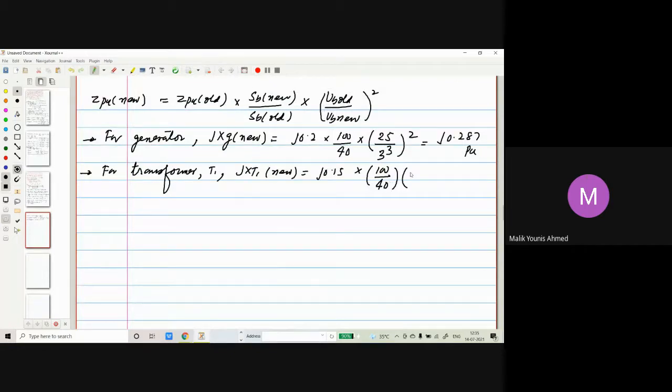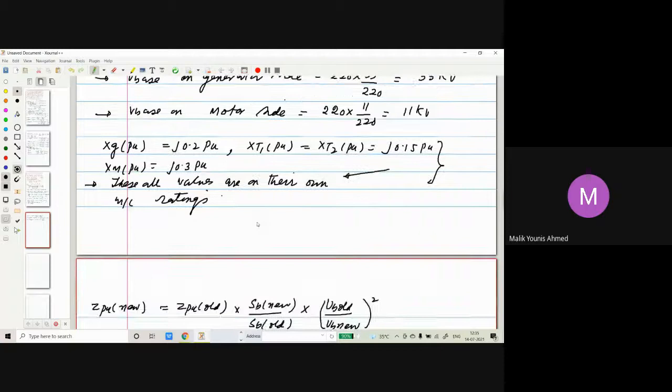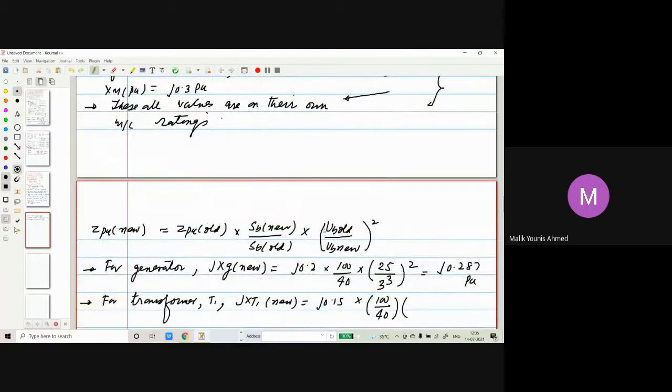multiplied by V base old. What is V base old on the transformer side? For transformer T1, if you are going to the generator side, it is 33. If you are going to the transmission line, it is 220. You can choose either of them. So we will go on the generator side, where it is 33 kV.